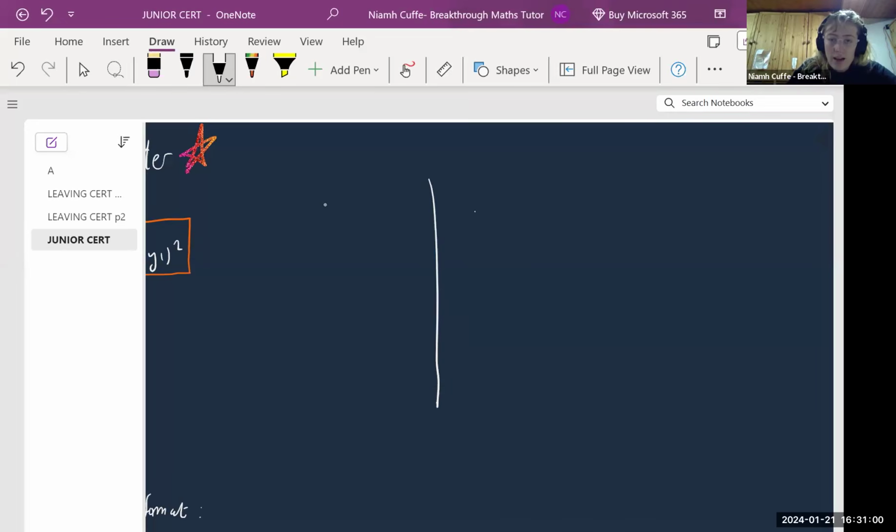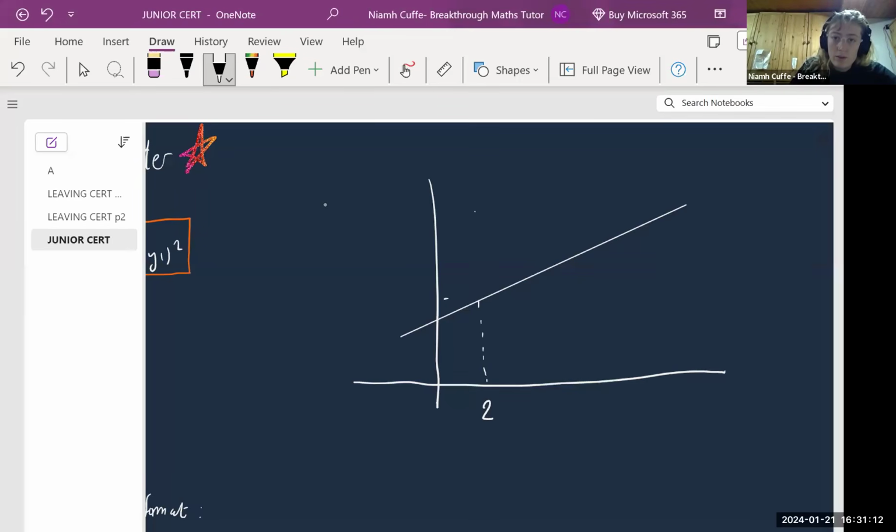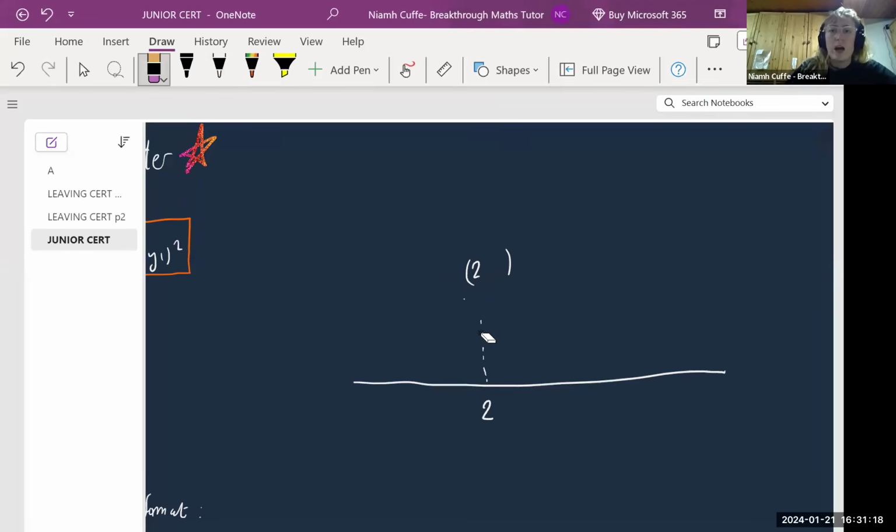Let's say we have another line like this. Okay. And let's say this is the point, we're going to go 2, 3. Actually, I'm not going to do that. Sorry, I'm not going to do that. Okay, I want to show you another formula.